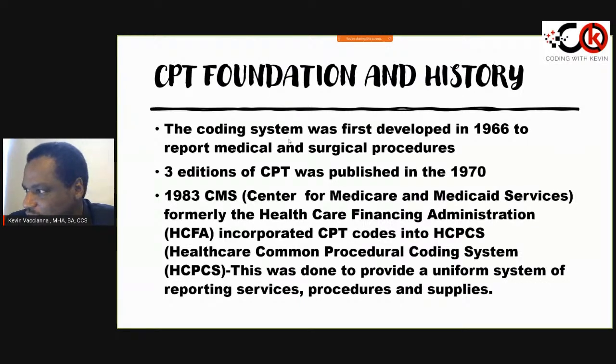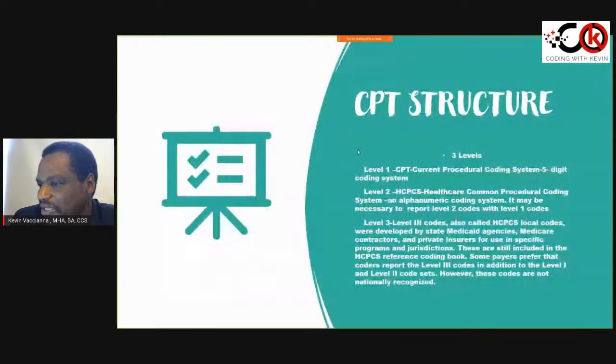The coding system was first developed in 1966 to report medical and surgical procedures. The 3 editions of CPT were published in 1970 and 1983. CMS, the Centers for Medicare and Medicaid Services, formerly known as HCFA, the Healthcare Financing Administration, incorporated both the CPT codes and HCPCS codes. They developed a 3-level system. Level 1 is for CPT, level 2 is for HCPCS, and level 3 is for level 3 codes. So it's a 3-level system.